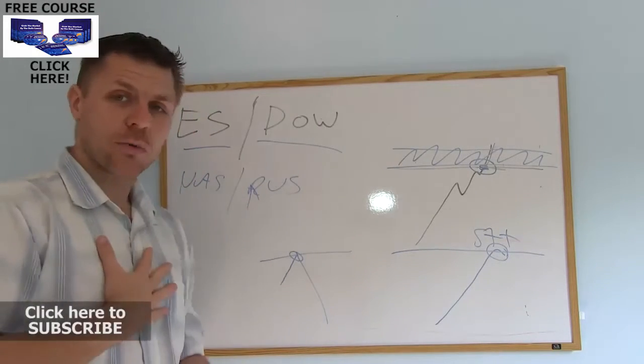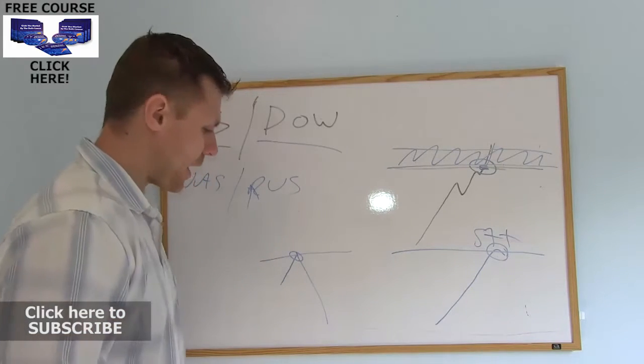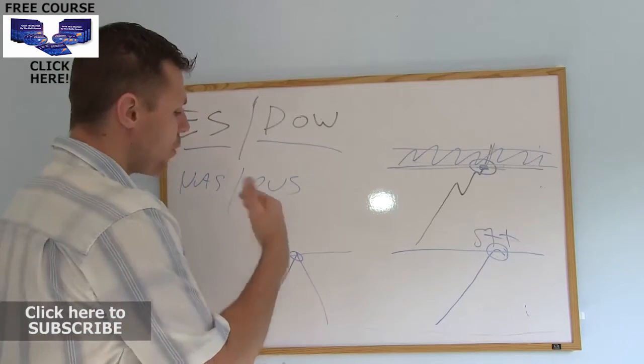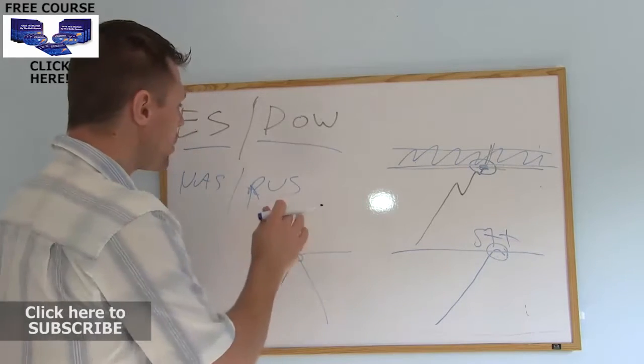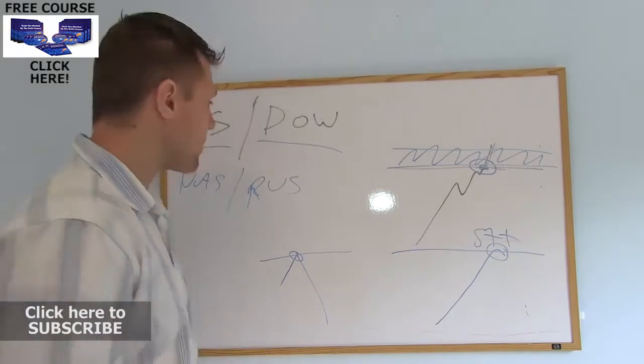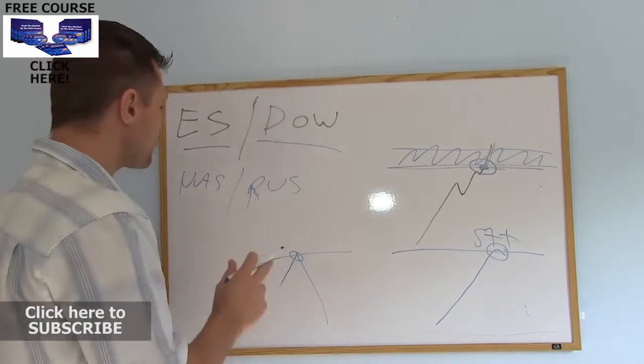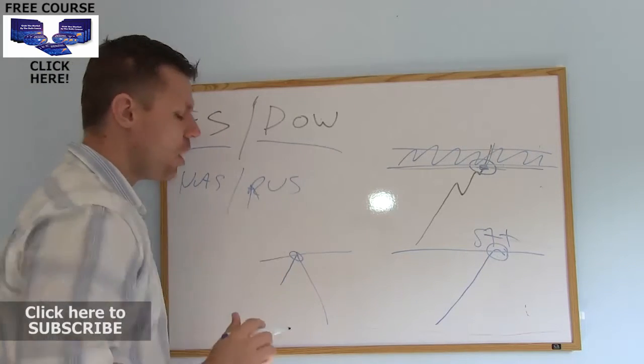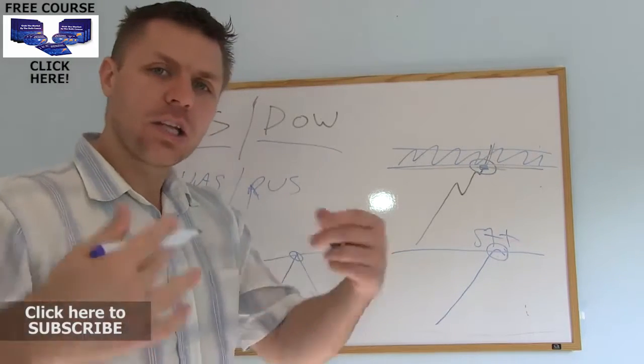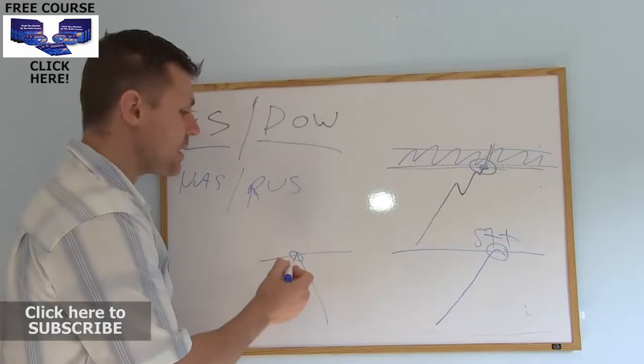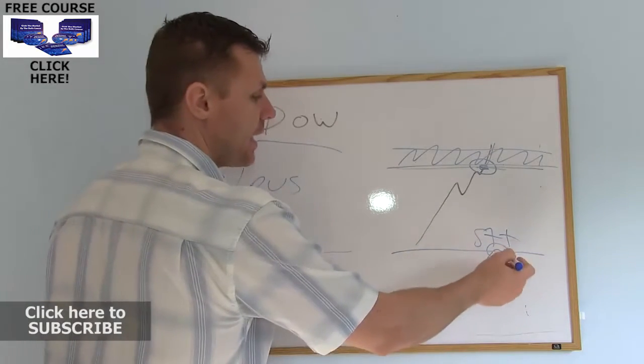Okay? Now my job was just to be patient and wait for that setup. The reason I say that is because what's happening right now as I speak on the ES, the Dow, the Nasdaq and Russell: not only are they all getting to an area of some sort of resistance, but the indicators are getting to the point now.